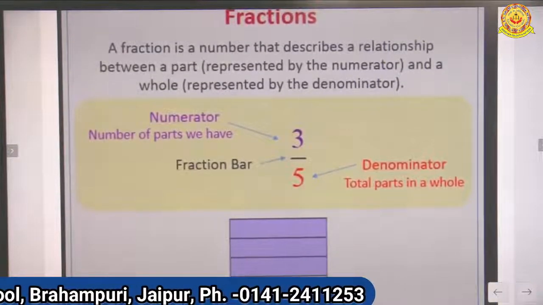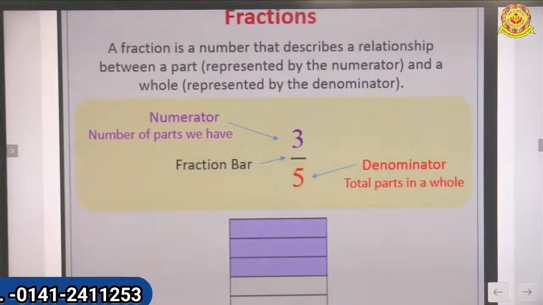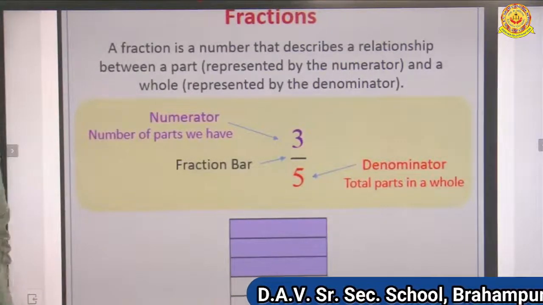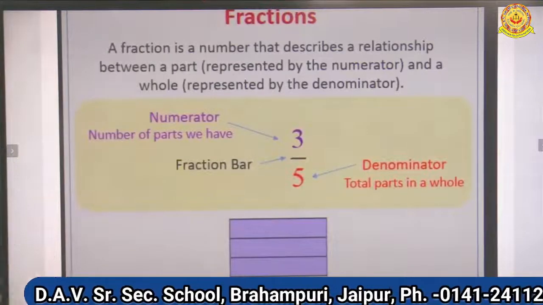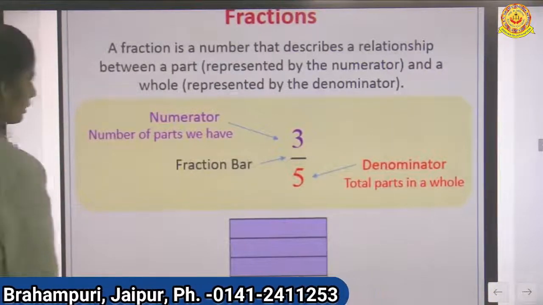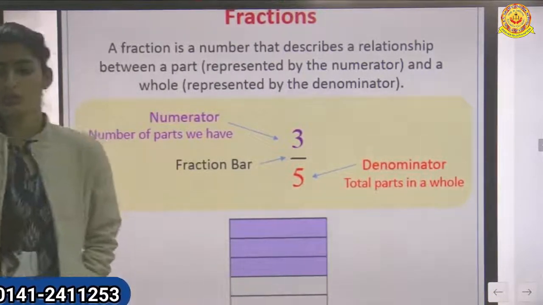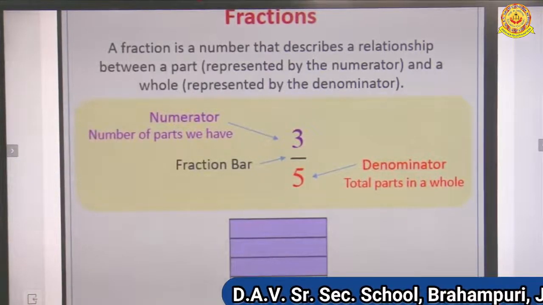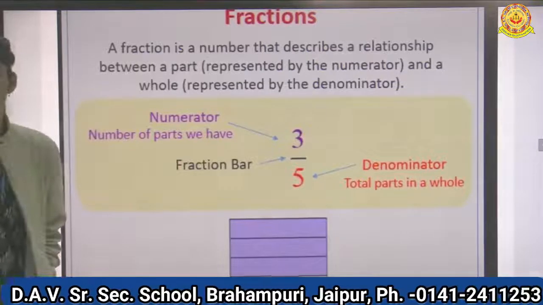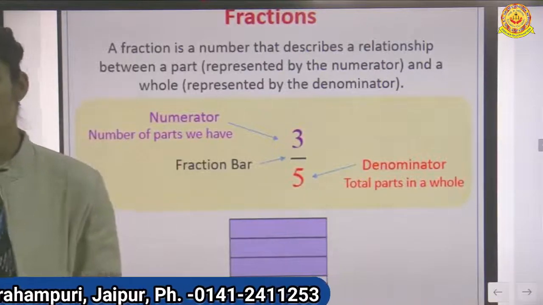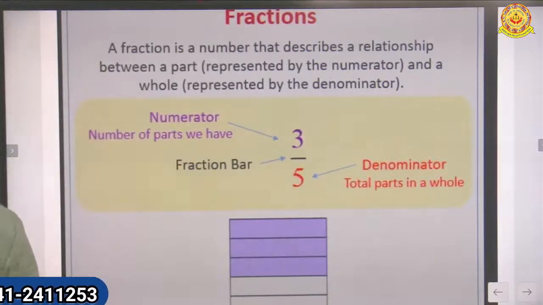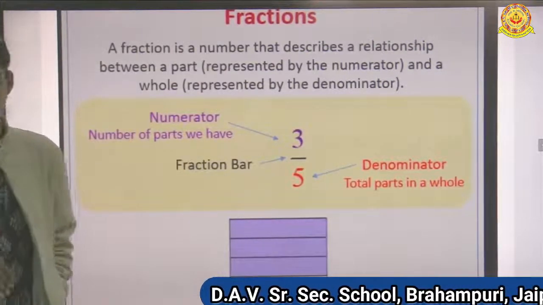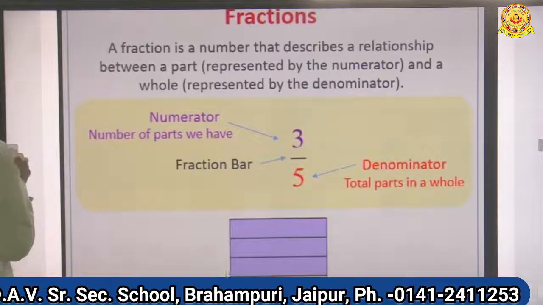A fraction is a number that describes a relationship between a part represented by the numerator and a whole represented by the denominator. What is a fraction? A fraction is a number that shows a relationship between two numbers. The first one is the numerator and the second one is the denominator. What is the numerator? Numerator means a part of anything. A part of anything is said to be the numerator, and the denominator is the total number, the total parts in the whole, we can say.